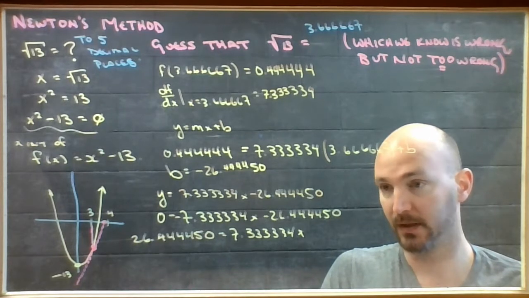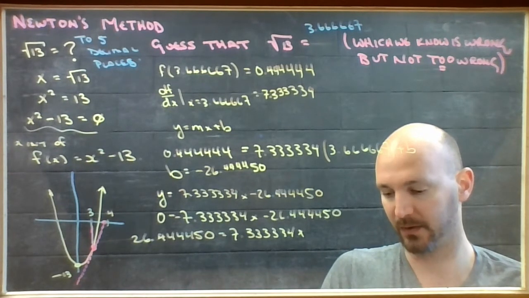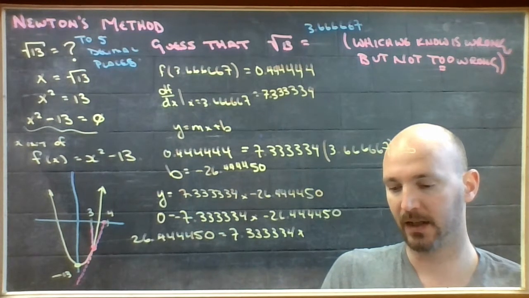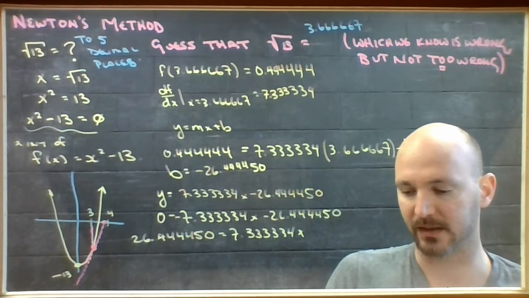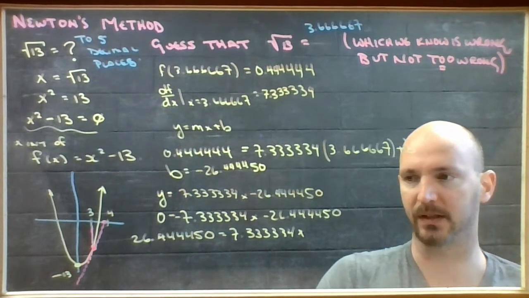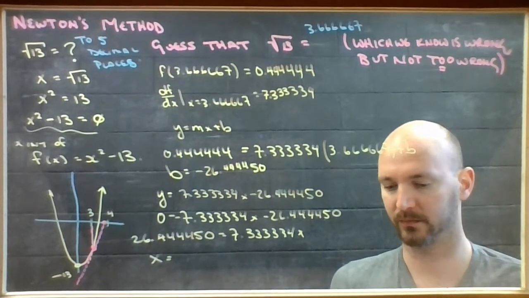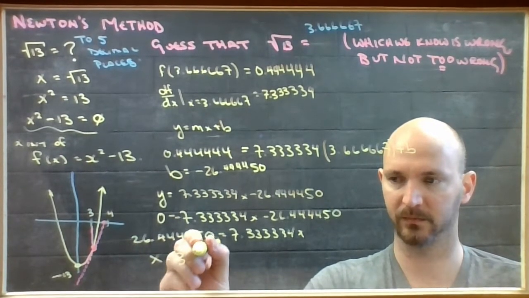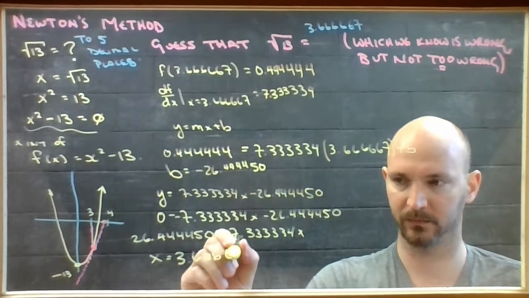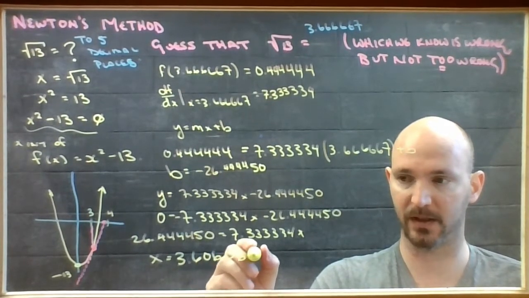That number divided by 7.333334 gives me 3.606061. So 1, 2, 3, 4, 5. Those are the 5 decimals I wanted, and one more.